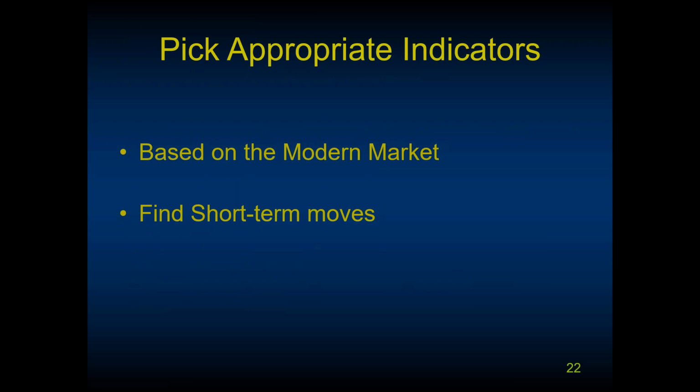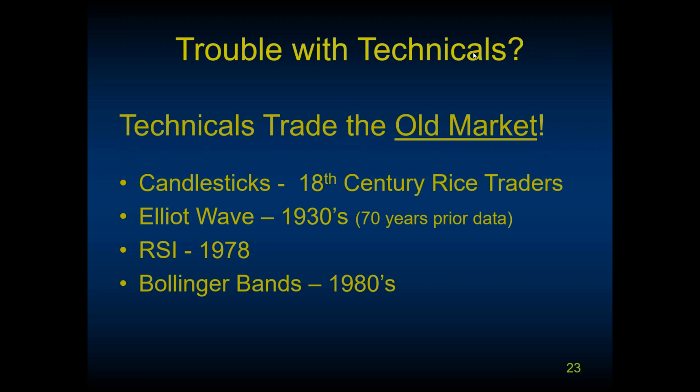So the first thing is, okay, we get to the meat of it now, and that's picking the appropriate indicators. The indicators we feel need to be based on the modern market, as we said. Let's not trade the market of the 70s. Let's not trade the market of 2 years ago. Let's trade today's market. And we need indicators that can show us short-term moves that are going to work for us in the next few days. Now, the problem with most technicals, and I don't really have any problem with any one technical per se, but most technicals trade the old market. They trade the 1970s market.